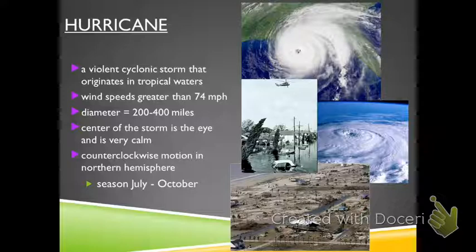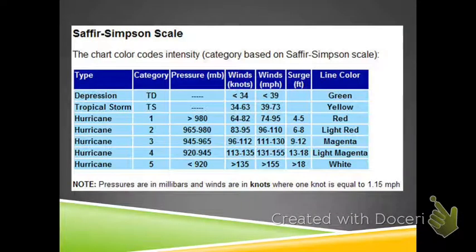The most damaging part of a hurricane is the storm surge that leads to flooding. Winds are greater than 75 miles per hour and can last for days or weeks. The scale to measure hurricanes is called the Saffir-Simpson scale. The intensity and type of storm is going to be based on the wind speed. A storm is typically only determined to be a hurricane once wind speeds are greater than 73 miles per hour.